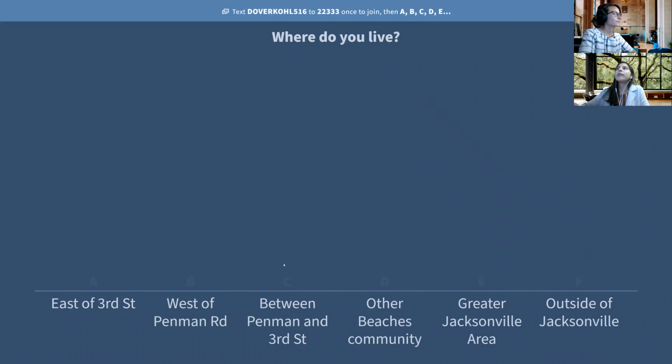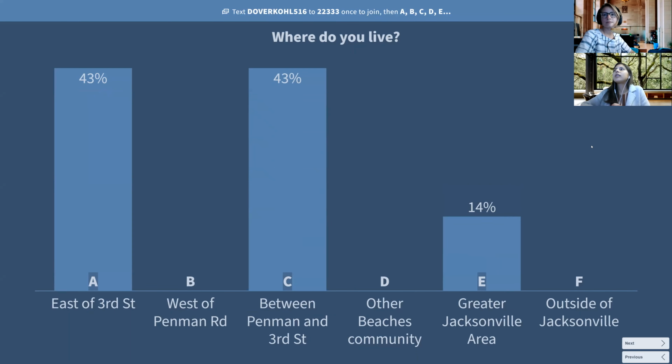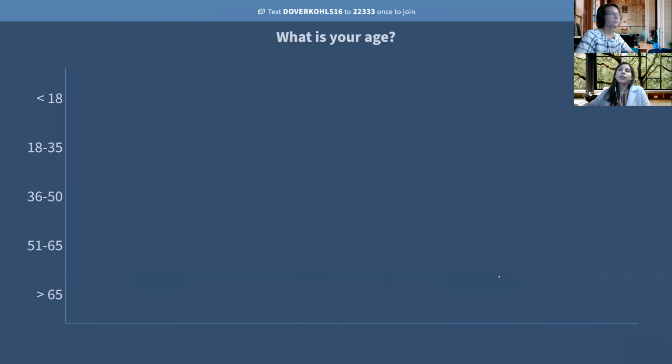Where do you live? East of 3rd, west of Penman Road, between Penman and 3rd Street, other beaches community, greater Jacksonville area, or outside of Jacksonville? Okay. So when it slows down, I'll go ahead and lock it in. 3, 2, 1. Next question. What is your age?